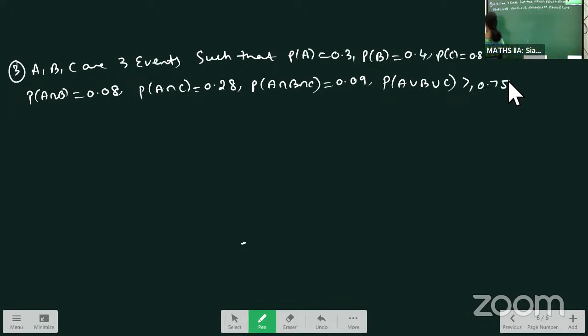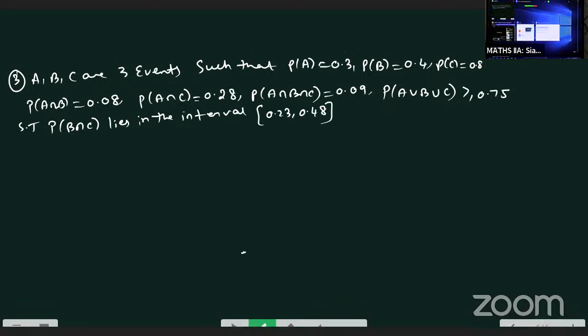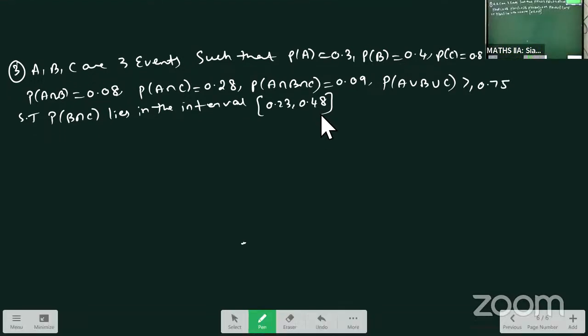Then show that P of B intersection C lies in the interval 0.23 to 0.48. This is also based on P of A union B union C only.